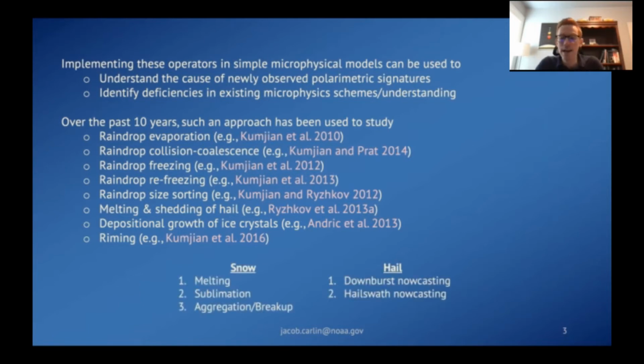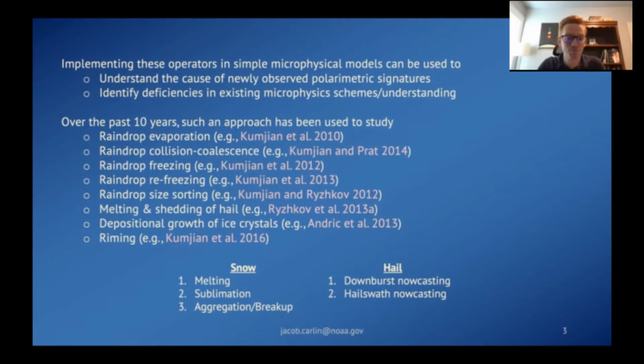So my talk today is just going to quickly touch on 5 different sub-projects we have related to snow melting, sublimation, and aggregation, and then hail as it applies to downburst nowcasting and hail swath nowcasting. And like I said before, I won't really be focused on too many of the details here. This is really just trying to highlight some of the ongoing projects we have that demonstrate the nature of this type of approach.